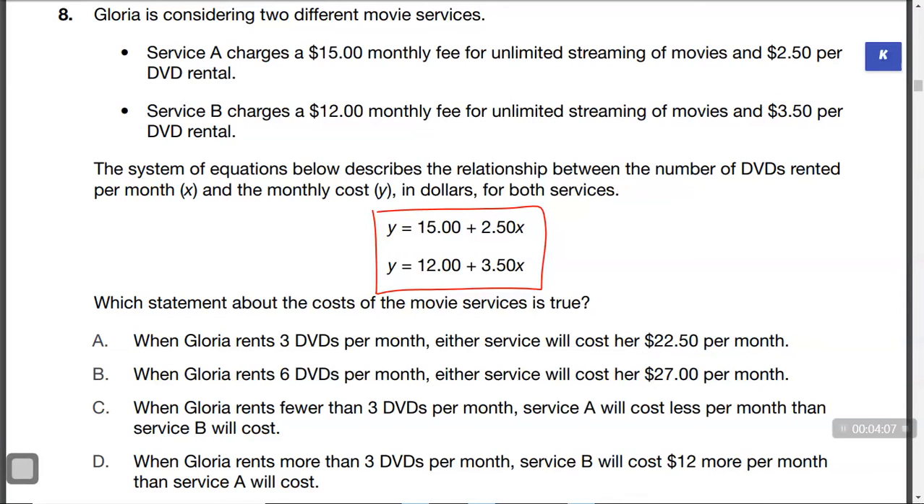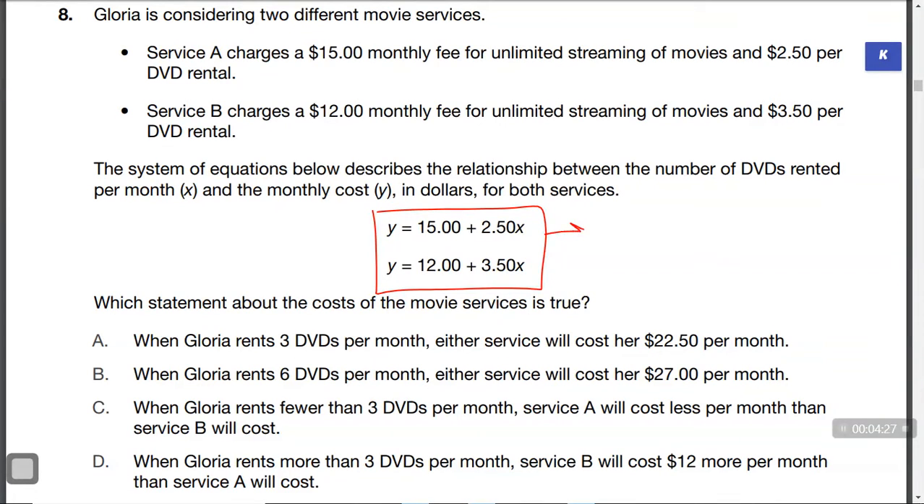When Gloria rents 3 DVDs per month, either service will cost her $22.50 per month. When Gloria rents 6 DVDs per month, either service will cost her $27 per month, and so on. You could pause the video and read the other 2. But they want us to then identify which one of these statements is correct. There's 2 ways to go about this.